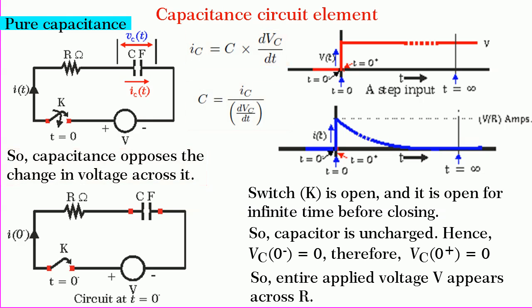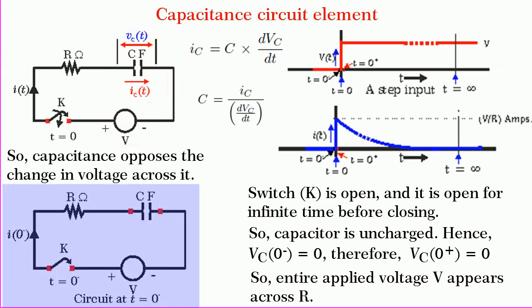Now, when the capacitance circuit is switched across DC voltage at time t equal to 0, the input voltage takes the form of a step input as shown. When the switch K is closed at t equal to 0, of course the voltage V is applied to the circuit, but we have to find out whether the capacitor is charged or not before switching.